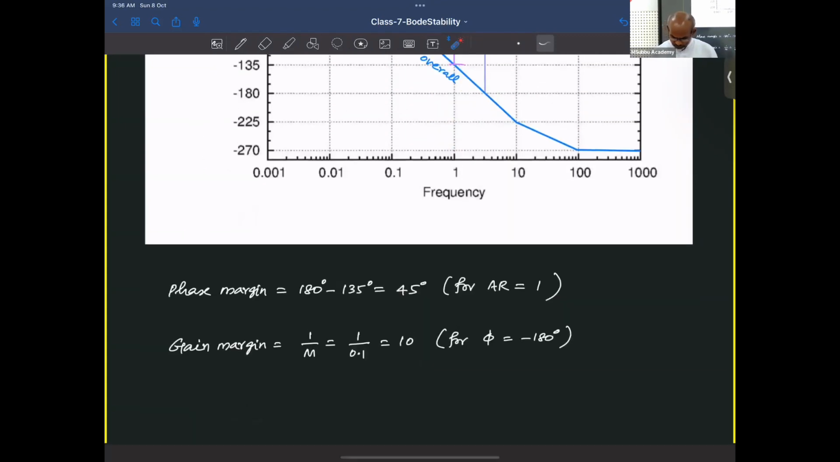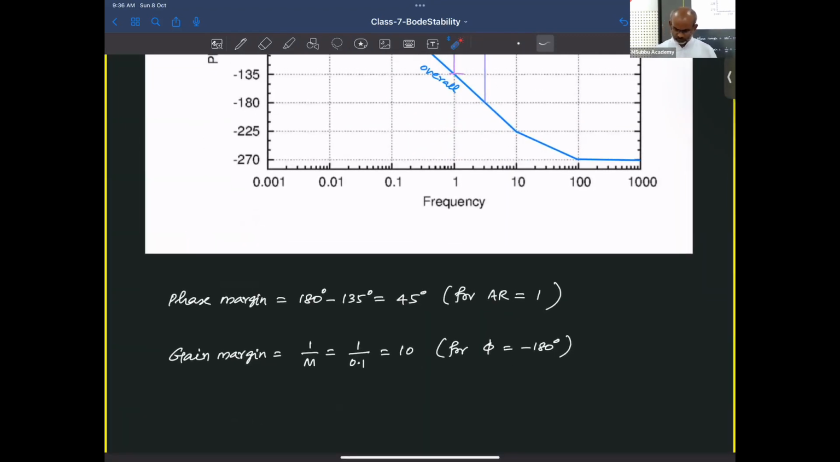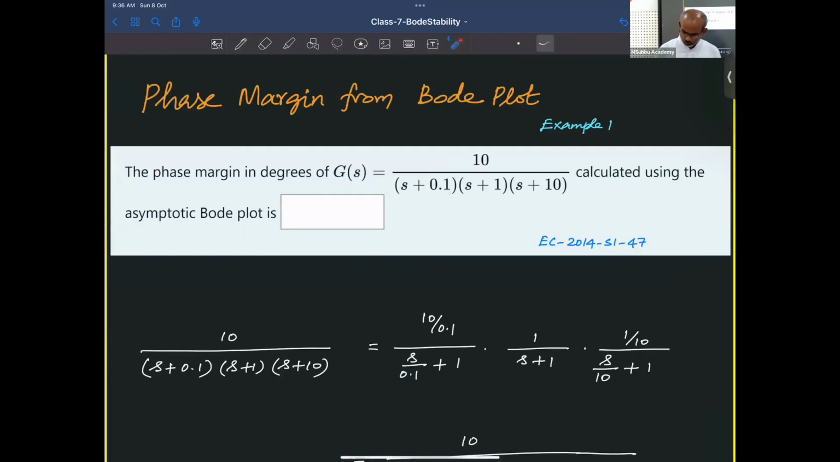For a stable control system, gain margin should be greater than 1, and phase margin should be positive. It should not be equal to 0. For a stable system, phase margin should be greater than 0 and gain margin should be greater than 1. So these are all the guidelines from Bode plot stability. We are not asked to do that. Still, what is asked is the phase margin of this system in series.